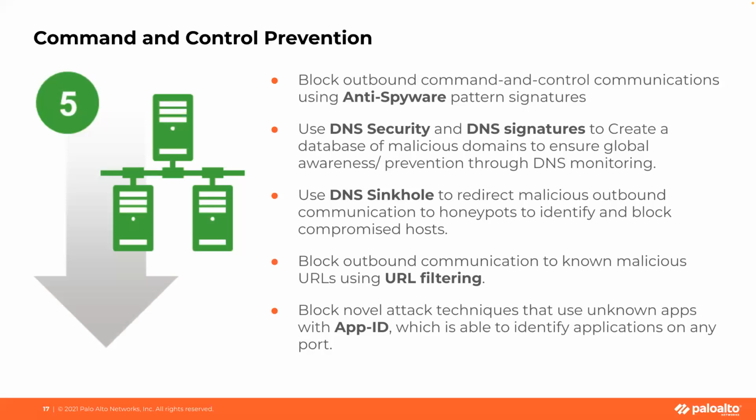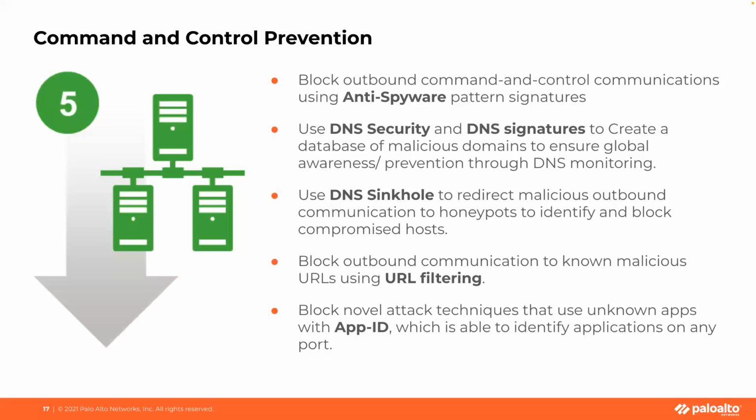If the attackers are using HTTP or HTTPS for this, and this is a very common case, we can block it using URL filtering. So even if the DNS didn't trigger or the patterns didn't trigger, if we see suspicious URLs, we can block them with URL filtering.